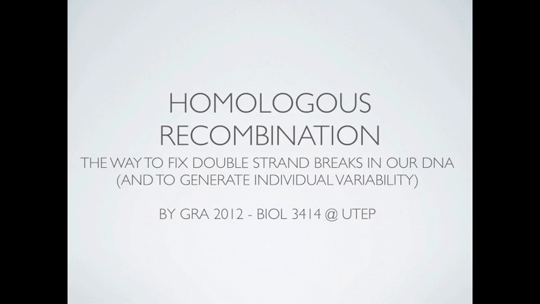Homologous recombination. Homologous recombination constitutes the only way to fix double-strand breaks in our DNA. It also constitutes the way in which we generate variability in our species, as this is the way we mix our genetic information to generate our gametes.